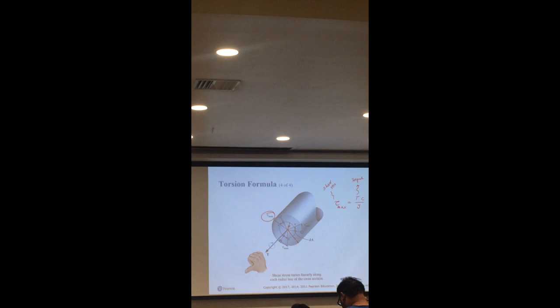And obviously tau max is the maximum shear stress, which is where? Which is at the surface. And then J was what again? Polar moment of inertia. And we went through a discussion of what that means, like physically, right? You can think of it as resistance here. Resistance to rotational deformation.